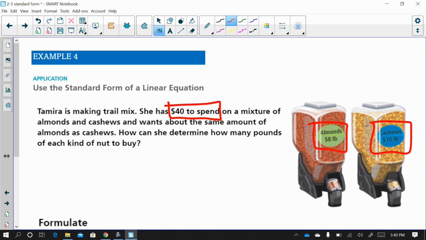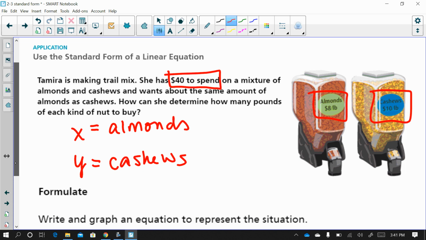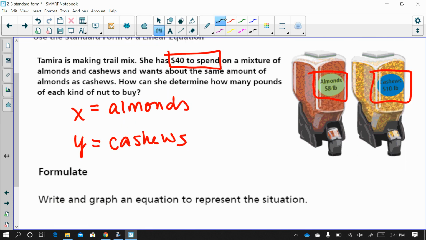So let's come up with our variables. Well, I've got almonds and cashews. Almonds come first, so I'm going to say that's x. Okay, y then would be cashews. And I can't spell today. Okay, so now let's come up with an equation. Okay, so how much can I spend altogether? That's the 40. So I know my equation equals 40.